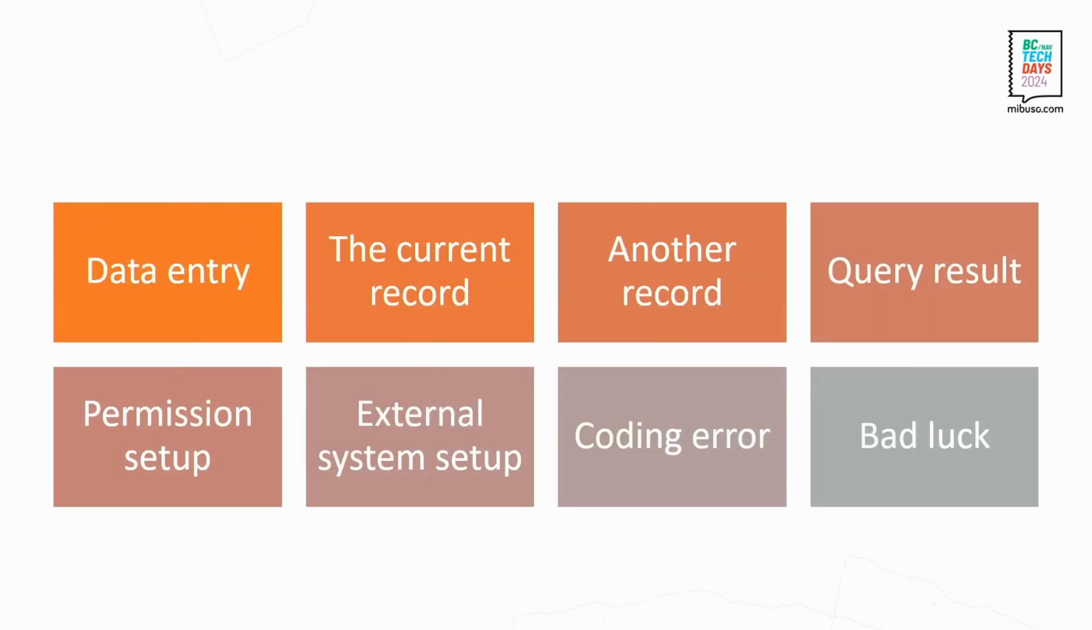And then we have the harder one about, well, what weapon was used for this hideous crime of raising this error? Was it an error in the data entry? Was it a data error that was in the database already, which could be in the current record, on another record, what you got returned from a query? Or it can be something a little less within your control, the permission setup, how the external system is set up. It can just be a plain coding error. And then there's also the very nice group, which is just called bad luck.